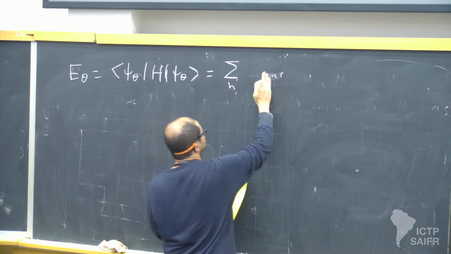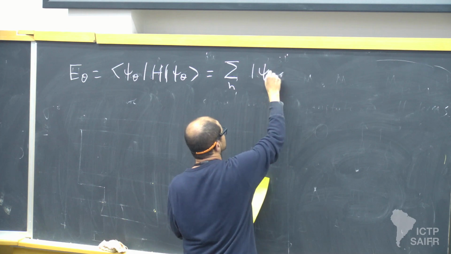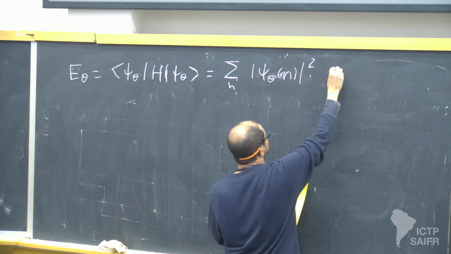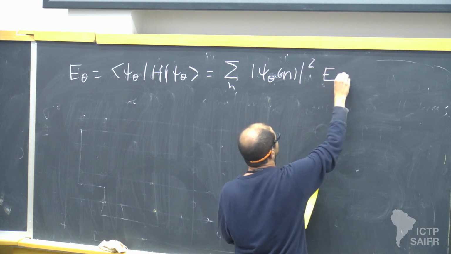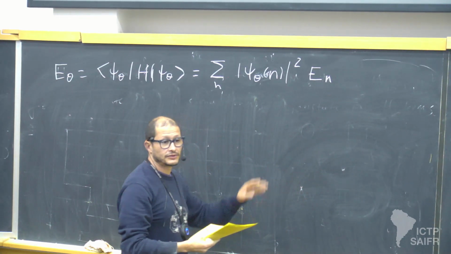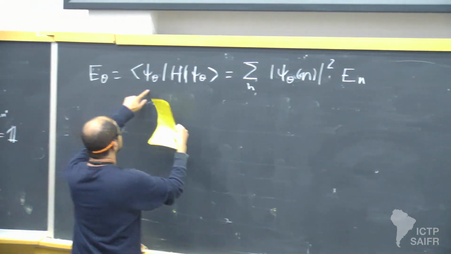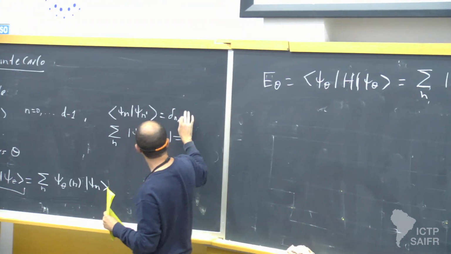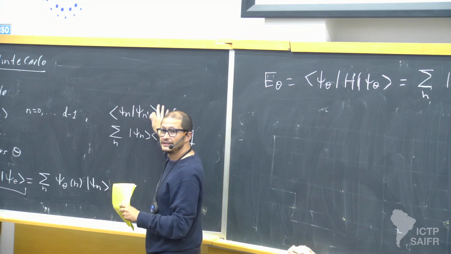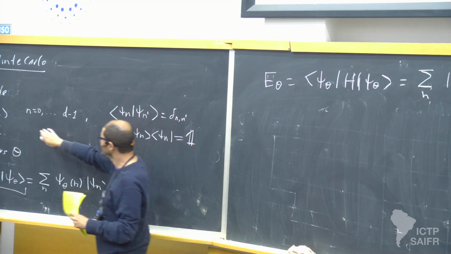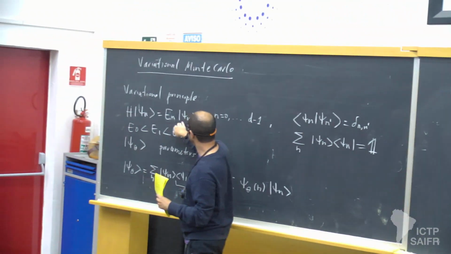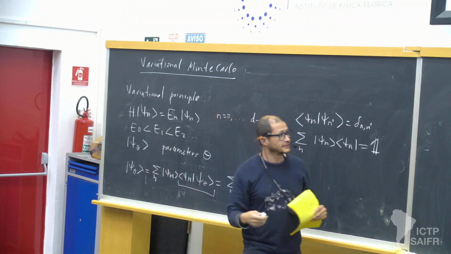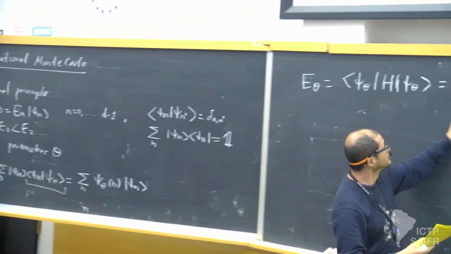Sum over n, you get n squared, and then you get n. Okay, so what you do is you plug this in here, and you know that these are orthogonal, and you use the fact that these are the eigenstates of the Hamiltonian to get this, right?